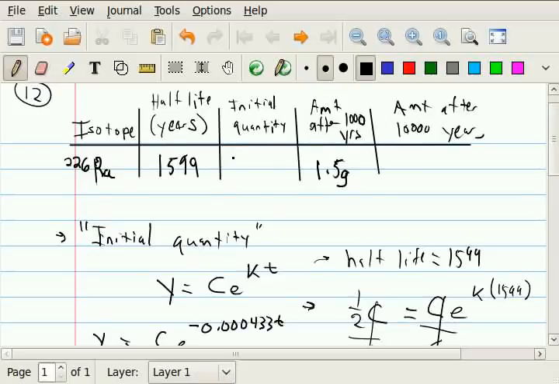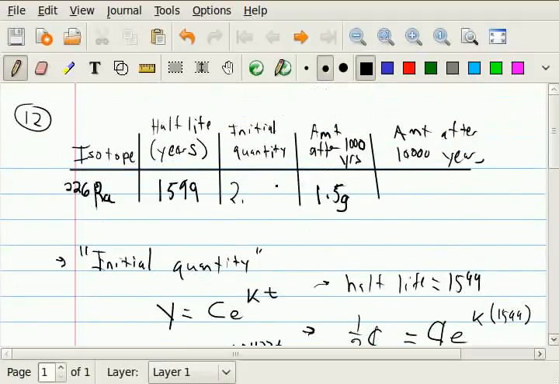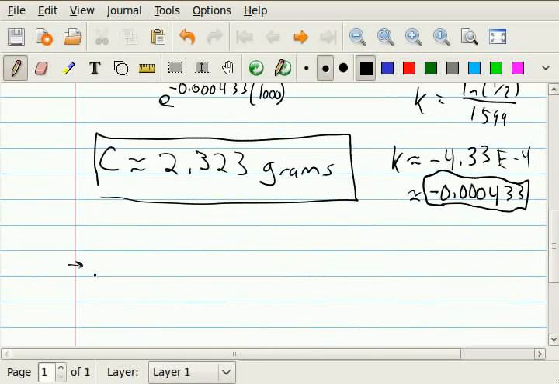Okay, so the initial quantity, 2.323 grams. Now with these problems, it's kind of like, once you get over the hump and get that difficult part done, it's not so bad to finish. Finally, they ask us, there we go, the amount after not 1,000 but 10,000 years.